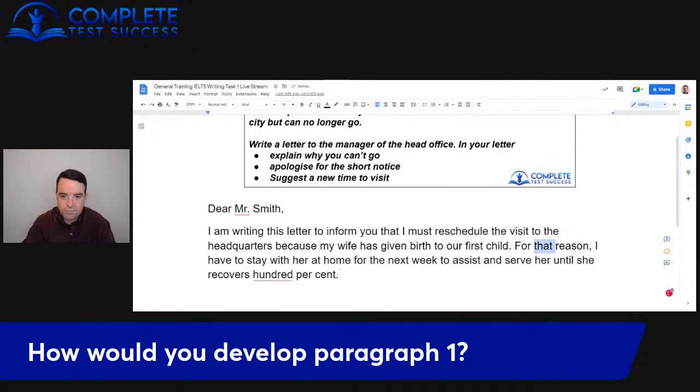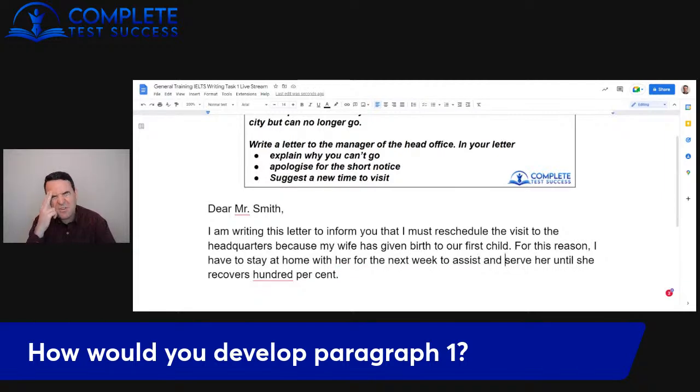Okay, so say for this reason, not that reason. For this reason, I have to stay with her. I have to stay, and then we say where? At home with her, not with her at home. I have to stay at home with her for the next week to assist and serve.